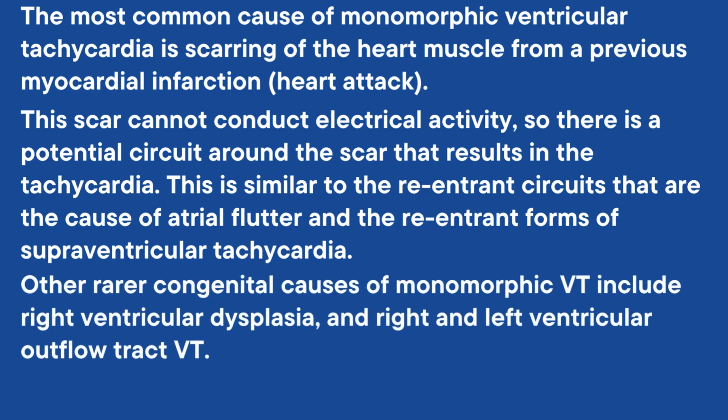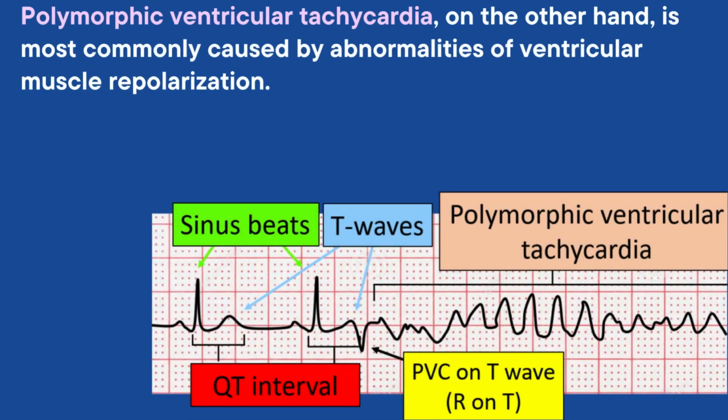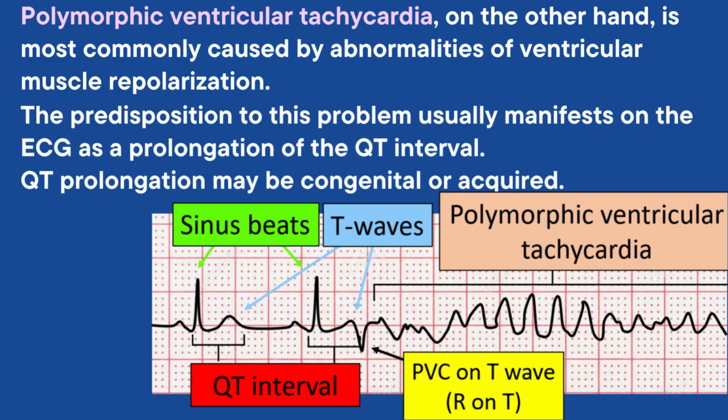Other rarer congenital causes of monomorphic VT include right ventricular dysplasia and right and left ventricular outflow tract VT. Polymorphic ventricular tachycardia, on the other hand, is most commonly caused by abnormalities of ventricular muscle repolarization. The predisposition to this problem usually manifests on the ECG as a prolongation of the QT interval. QT prolongation may be congenital or acute.